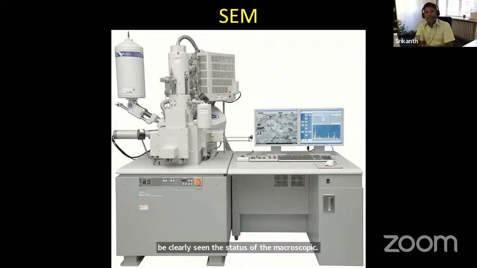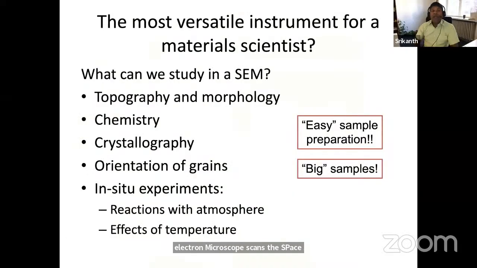Coming to the next one, there you have a very nice instrument I also worked with. This is a scanning electron microscope, or raster electron microscope. The basic difference here is that the scanning electron microscope scans the specimen. Specifically, we get the surface of any kind of structure with the scanning electron microscope. This is called topography and morphology.